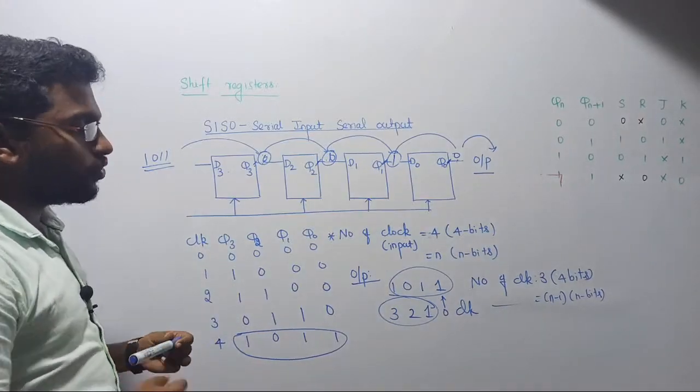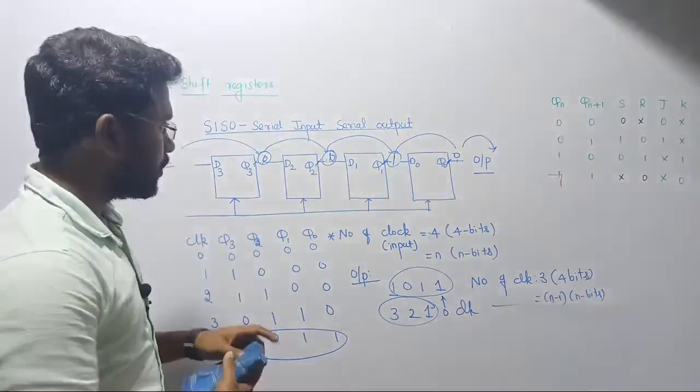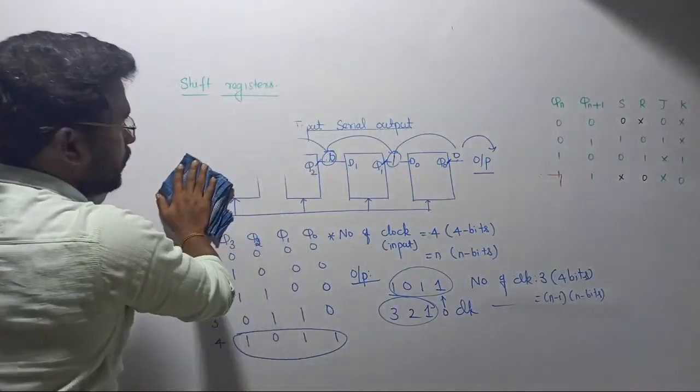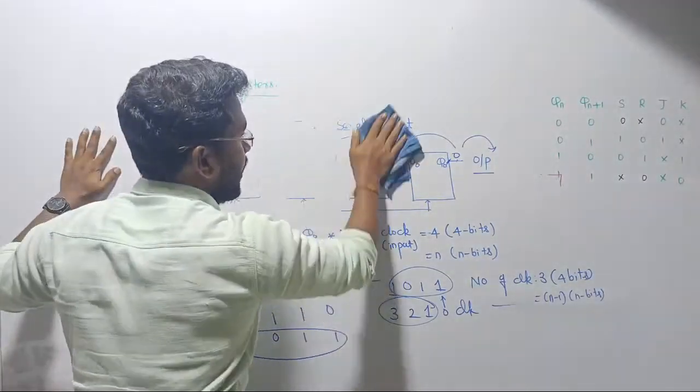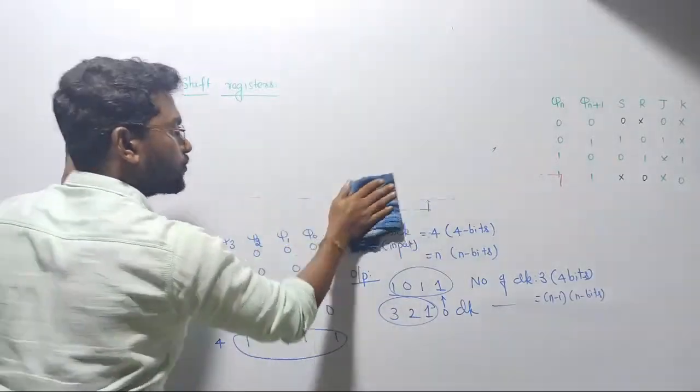Now let us move on to the next type. Let us take the next one. Now let us take serial input, parallel output. So let us consider serial input, parallel output.